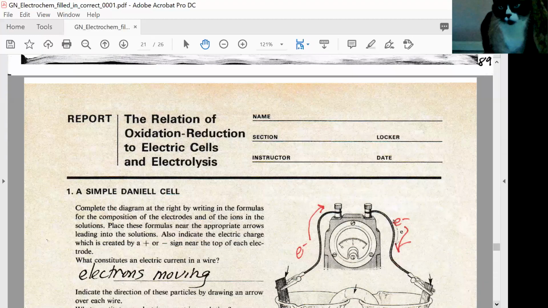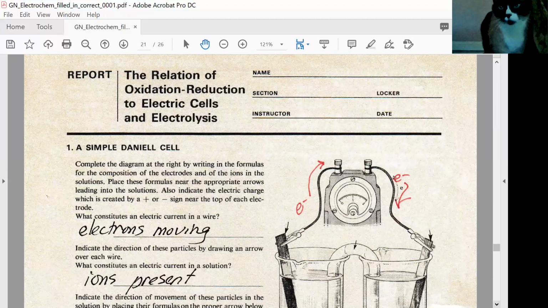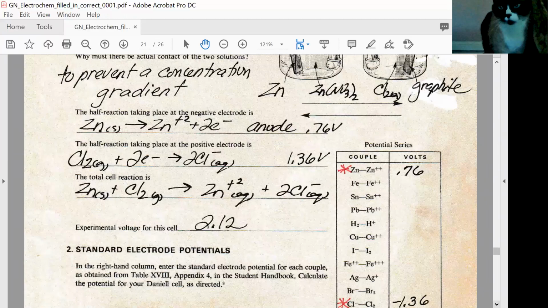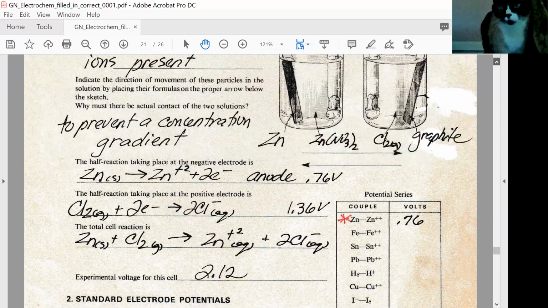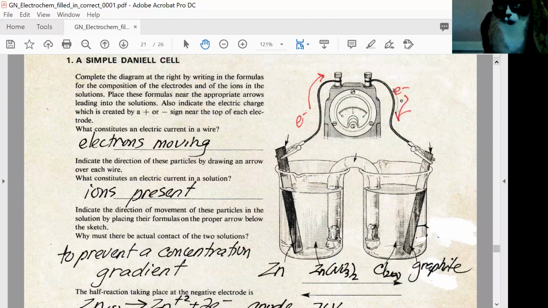Okay, so this is a little diagram to practice a simple Daniell cell. There's a lot of possibilities, but we're going to just look at zinc going to zinc plus 2 is a 0.76 volts, and chloride going to chlorine gas is a minus 1.36 volts. We're going to use those. So if we use those, our system would look like this.